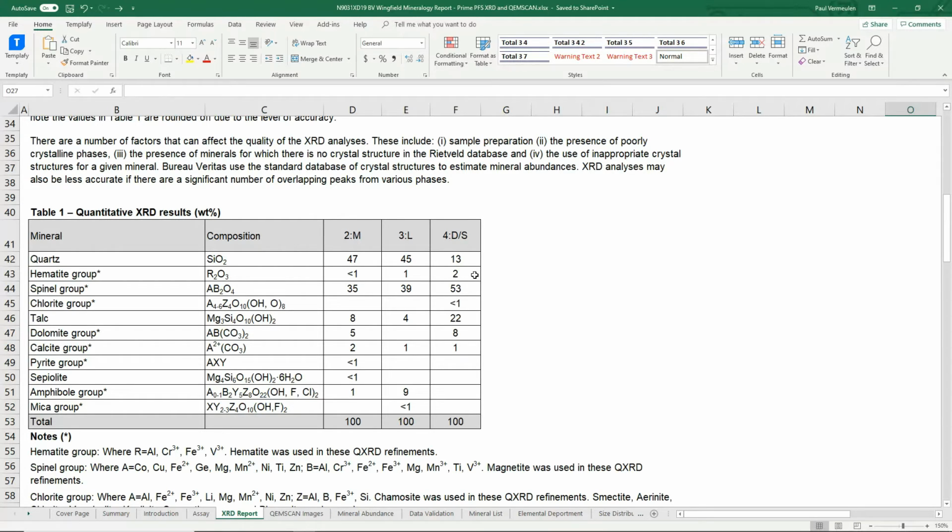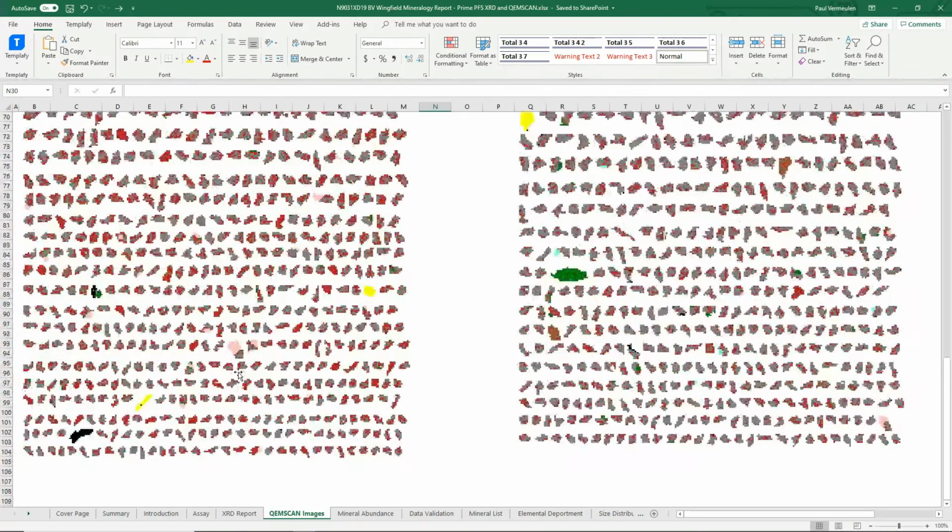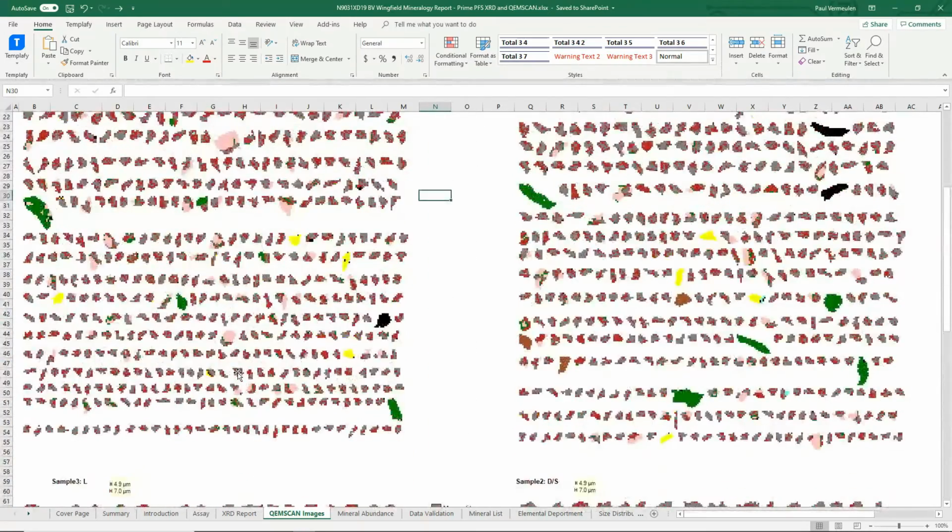As you know, you have to tell the XRD machine what minerals are present and then do the analysis. It doesn't know, because it has a plethora of minerals to choose from. So if you choose wrong at the start, you're going to get the wrong answer. So let's have a look at the QEMSCAN images and then the QEMSCAN results, and then we look at what it tells us in the end.